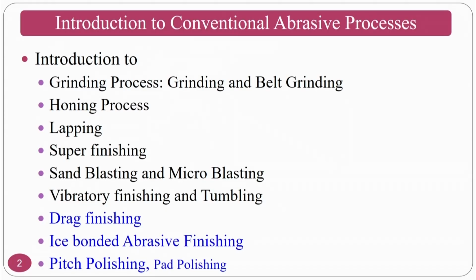Now we are studying the conventional abrasive processes, wherein we have seen the grinding process, honing process, lapping, super finishing, sandblasting, microblasting, vibratory finishing and tumbling processes. Now we move on to the drag finishing, followed by ice bonded abrasive finishing, pitch polishing and pad polishing. These are some of the varieties of the conventional abrasive processes. You will see these processes slightly.